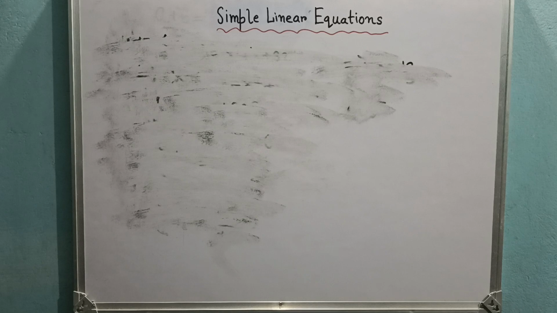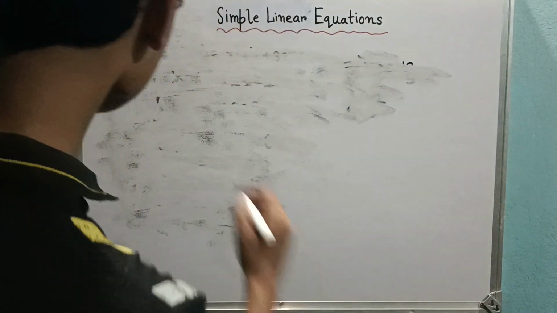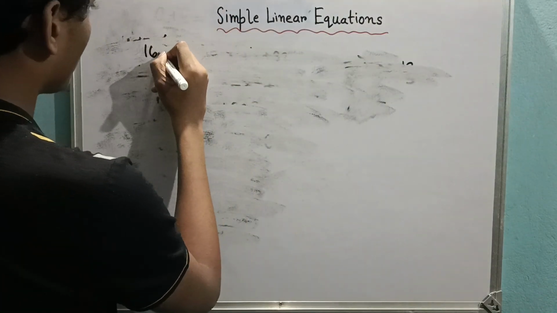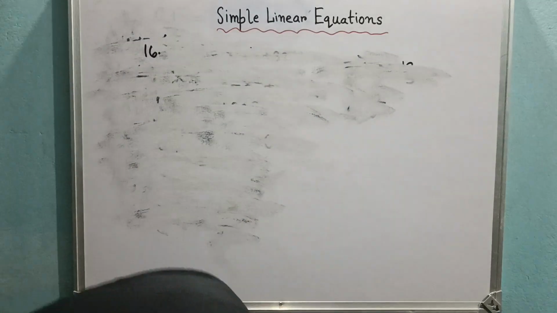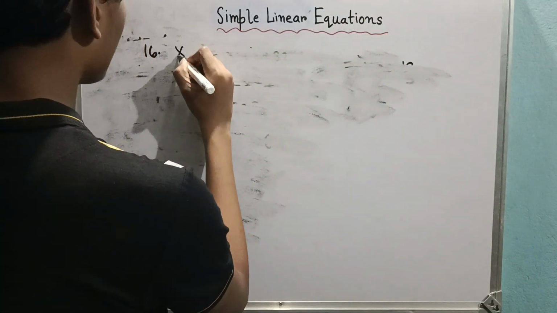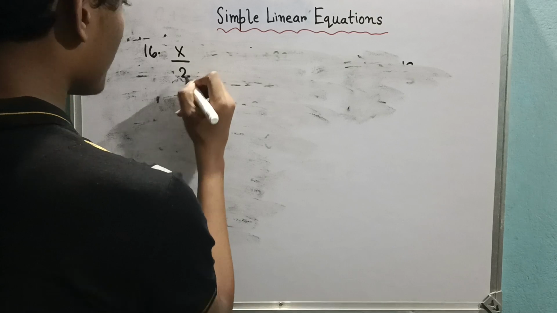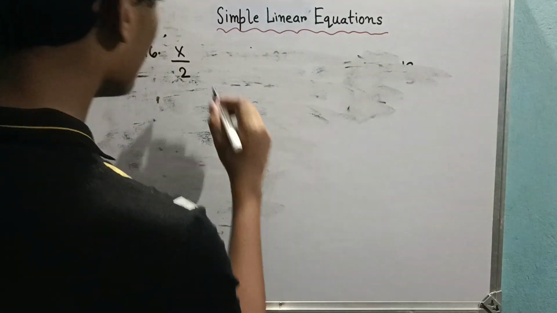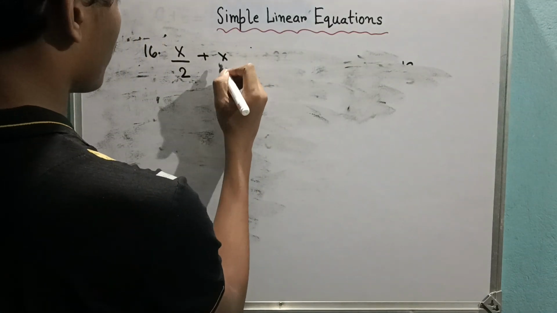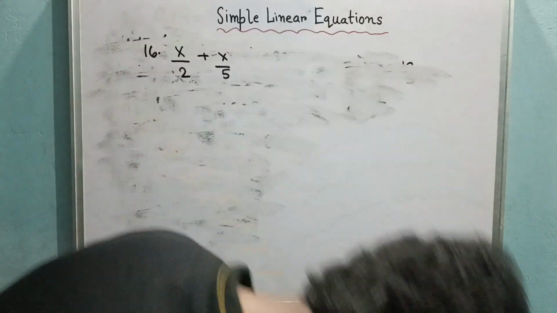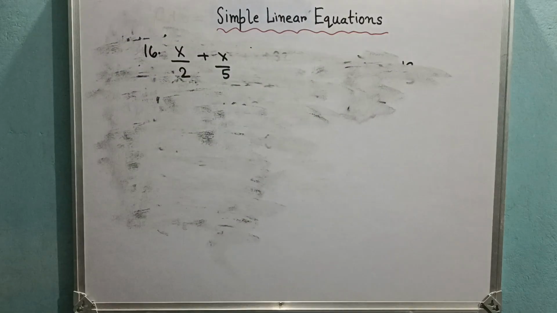All right, let's see what we have next. Few more sums we are going to come across. Okay, so this is a good question. Let's see. x divided by 2 plus x divided by 5 is given equal to 14.